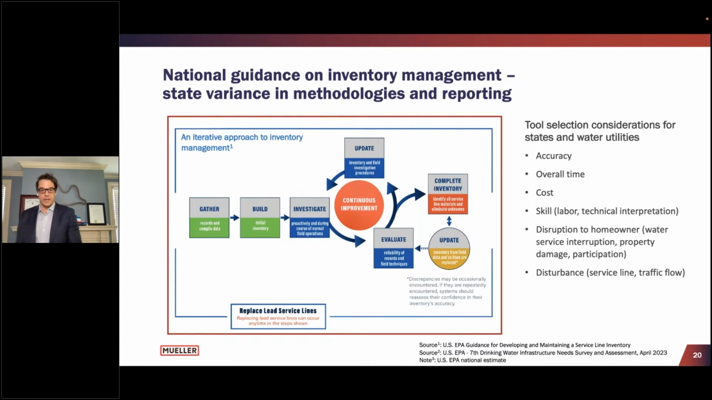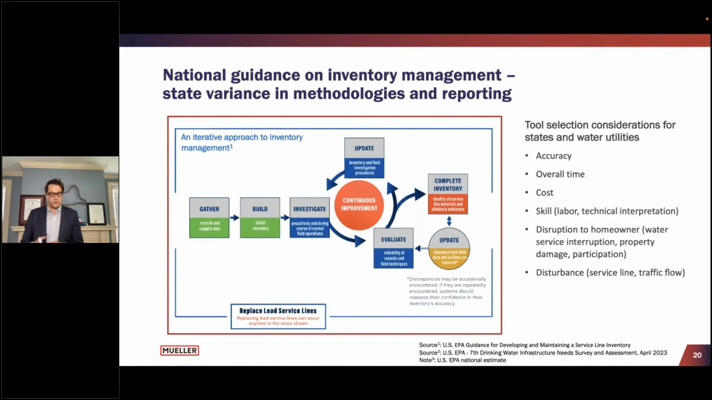That is sort of depicted here, but overall the idea is to start with a historical records review. Gather the information, go through the filing cabinets that are in the basements of the utility offices, bring up the as-built drawings, old contractor records, tap cards, and try to compile that into some sort of centralized database where you can then stand back and do a bit of a desktop analysis to see what you have and what you know about your inventory.